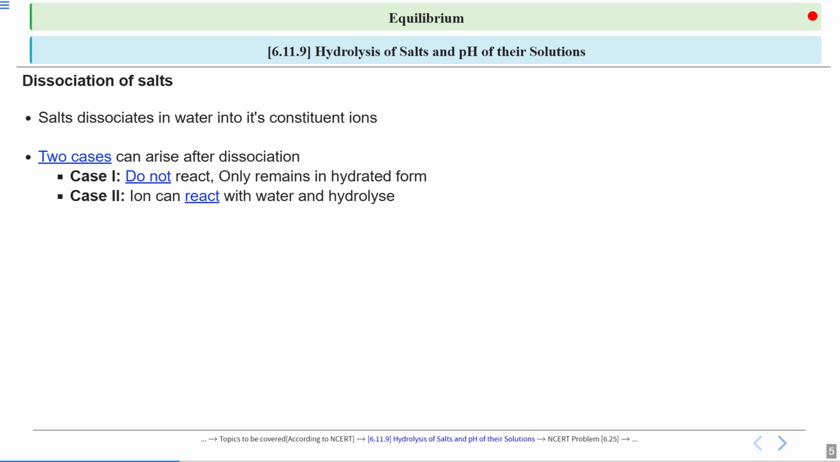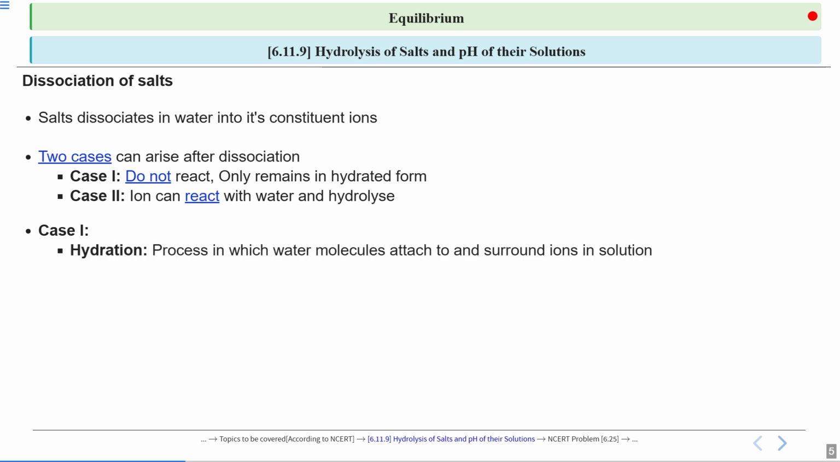Now talking about case 2, in this case there is a change in pH, and this pH change occurs due to the reaction of that ion with water, and that process is called hydrolysis. So you can say that in the first case your ion is getting hydrated, in the second case your ion is getting hydrolyzed, or you can simply say it is reacting with water. Let us look at case 1, what happens to the ion specifically.